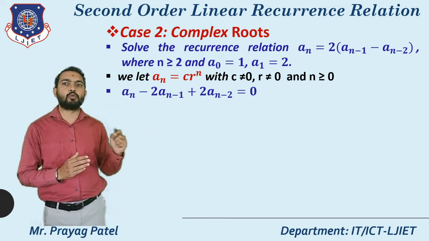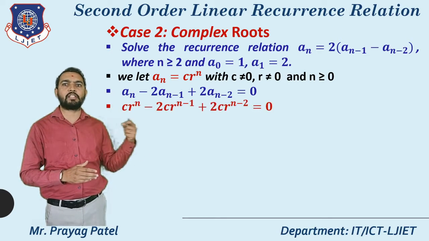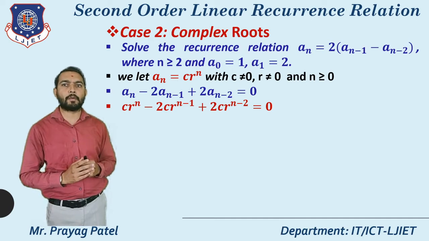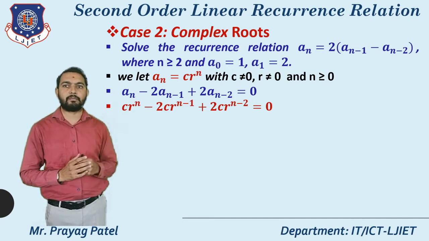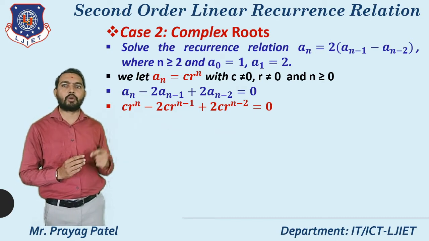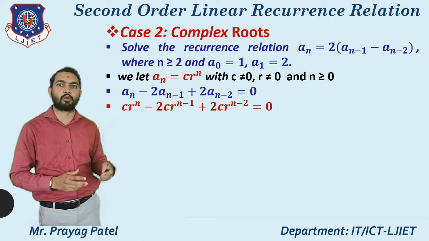So A of n minus 2 A of n minus 1 plus 2 A of n minus 2 is equal to 0. Now convert this equation in the form of C into r raised to n. That means in place of A of n we write C into r raised to n. So the first part is C r raised to n minus 2 C r raised to n minus 1 plus 2 C r raised to n minus 2 is equal to 0.